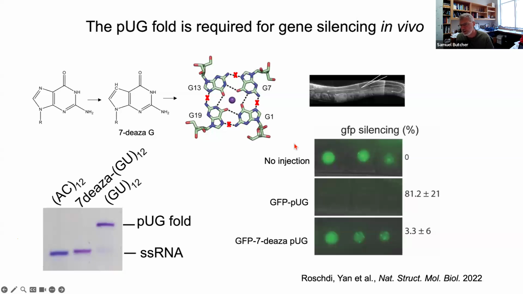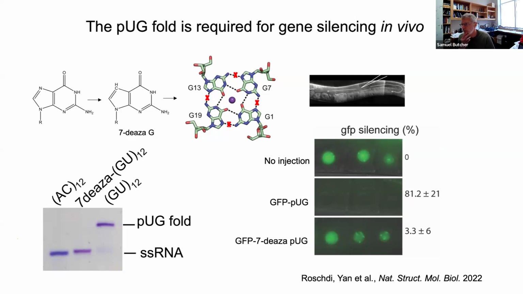Now we can ligate this onto GFP, which we did, and we sent that to Scott's lab, and Scott injected that GFP. First a control GFP, where we just ligated normal pug onto there, and that's silenced. And then the experiment where we ligated on the 7-deaza, which knocks out this quadruplex, and that does not silence the GFP. So directly demonstrating in a live animal that you need a quadruplex formation in order to do gene silencing.